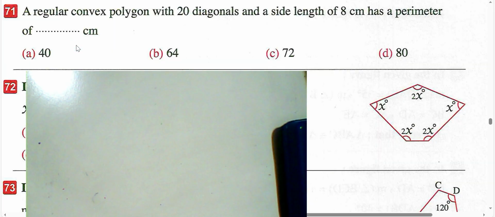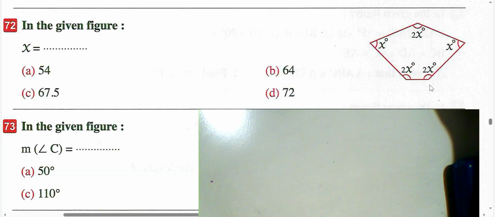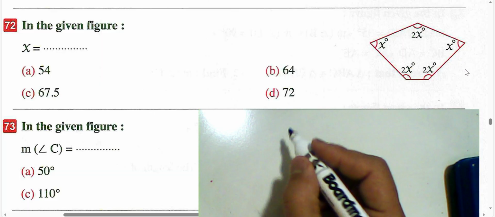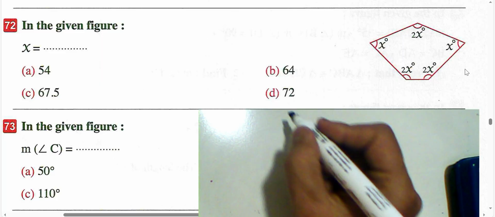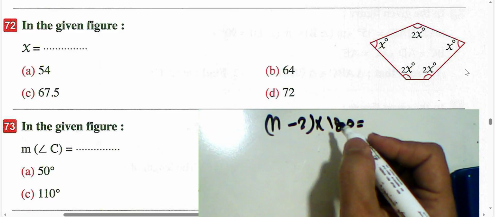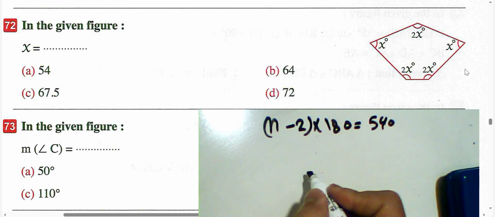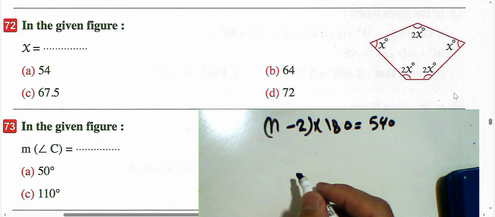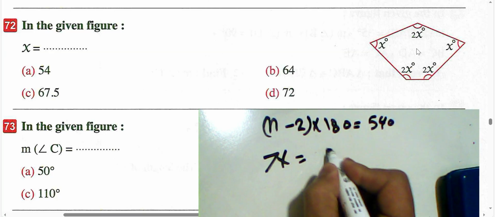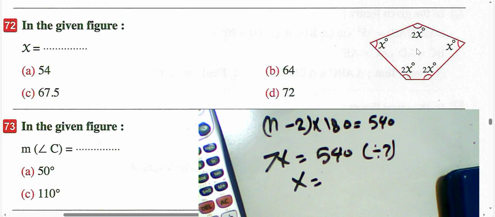Next question. Here we want to find x. We have a pentagon: 1, 2, 3, 4, 5. The sum of interior angles of the pentagon equals 540. We can use the rule (n minus 2) times 180 to find the sum of interior angles of a pentagon. Then 5 minus 2 is 3, and 3 times 180 equals 540. We can collect 2x plus 2x plus 2x, it will be 6x plus x, 7x, 8x. Summing all the x's, 7x equals 540, and we can divide it by 7.